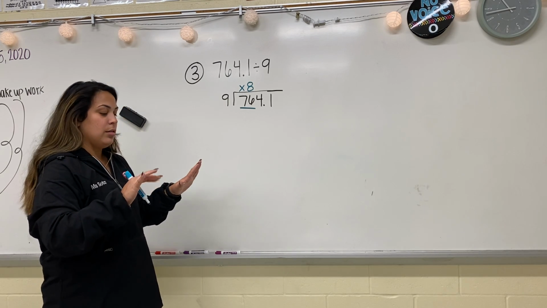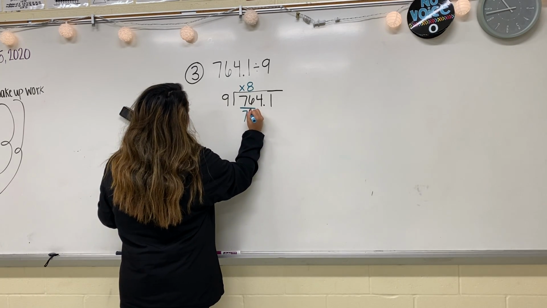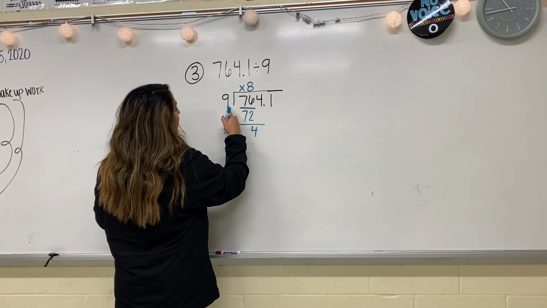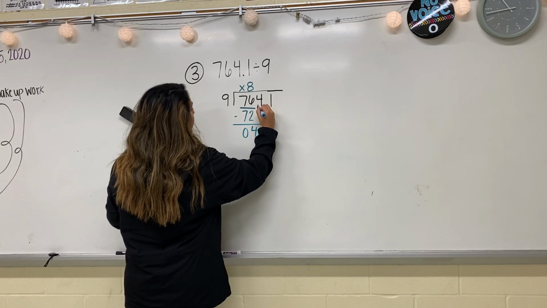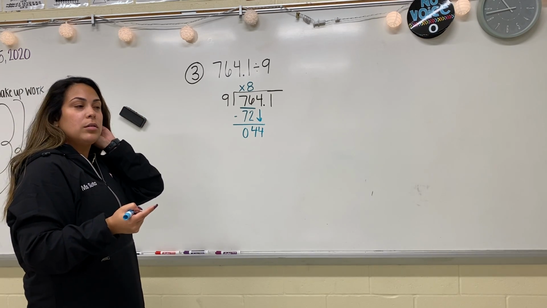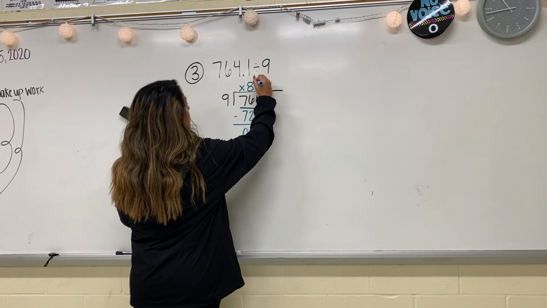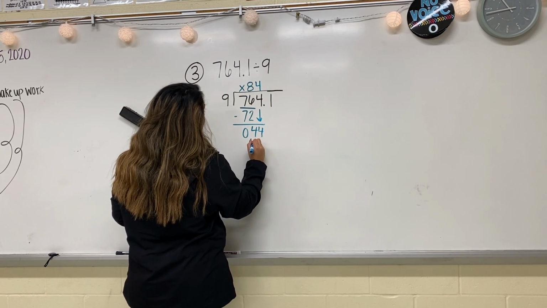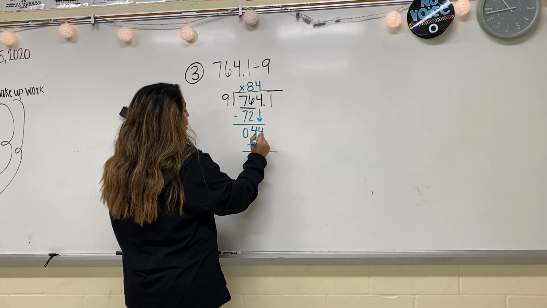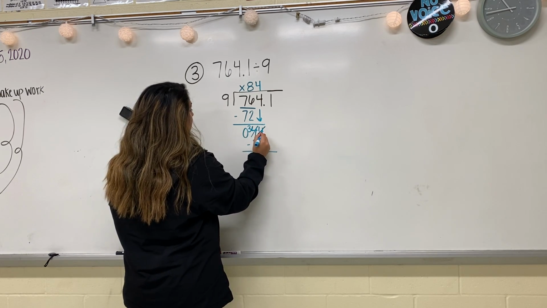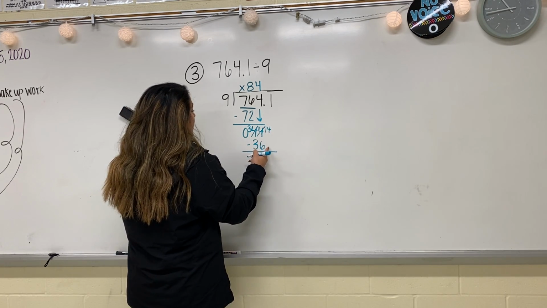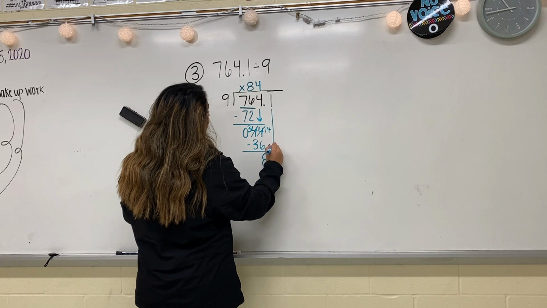8 times 9 is 72. I'm going to subtract. 6 minus 2 is 4. 7 minus 7 is 0. I'm going to bring down my 4. 9 can go into 44 4 times. 4 times 9 is 36. I'm going to subtract. I can't do 4 minus 6. I need to borrow. This 4 becomes a 3. This 4 becomes a 14. 14 minus 6 is 8. I'm going to bring down the 1.